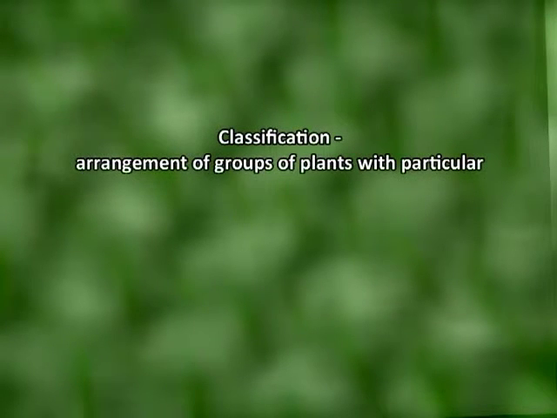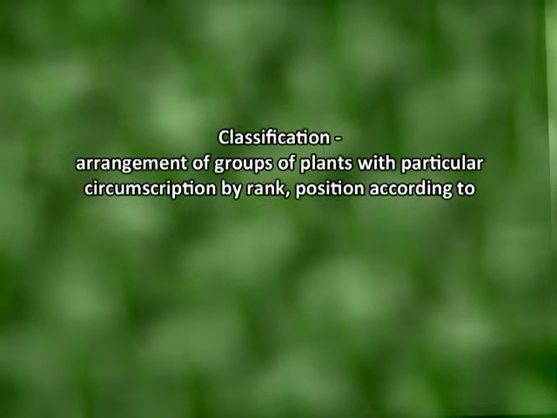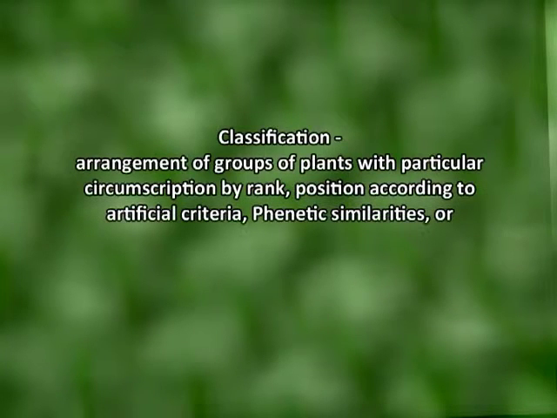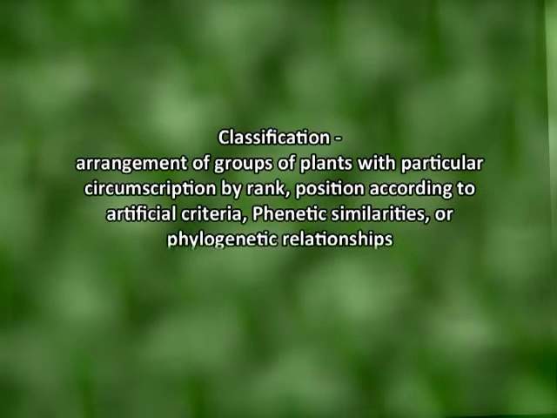Plant classification is the arrangement of the plants into groups and categories for a clear understanding, proper study, and effective organization. According to Radford in 1986, classification is the arrangement of groups of plants with particular circumscriptions by rank and position according to artificial criteria, phenetic similarities, or phylogenetic relationships.